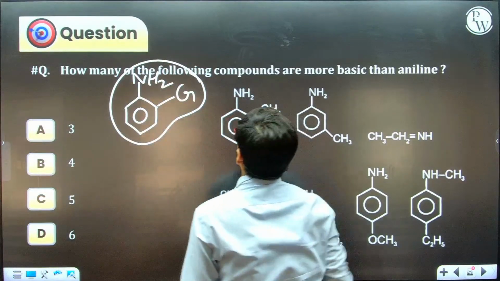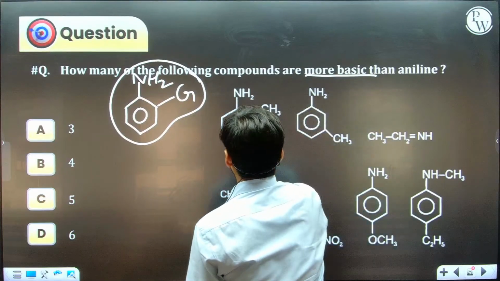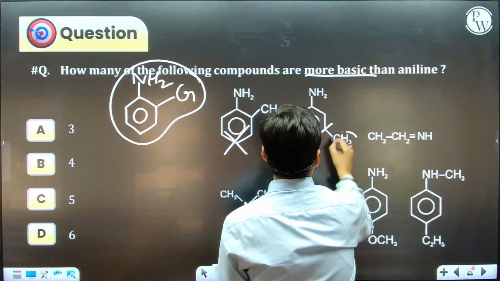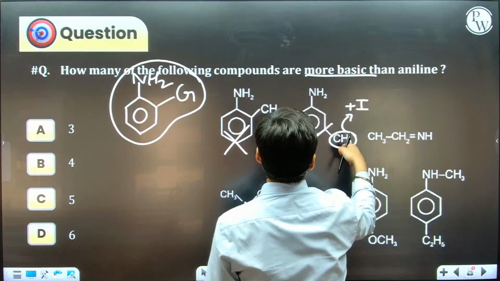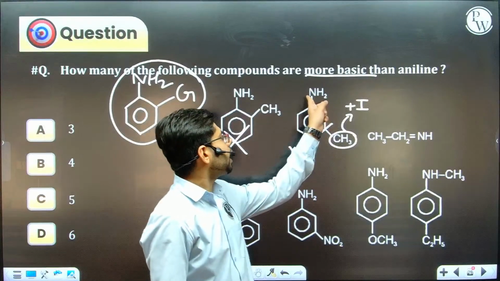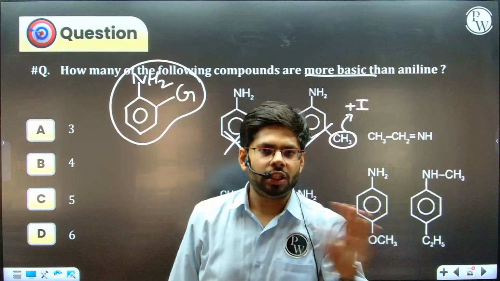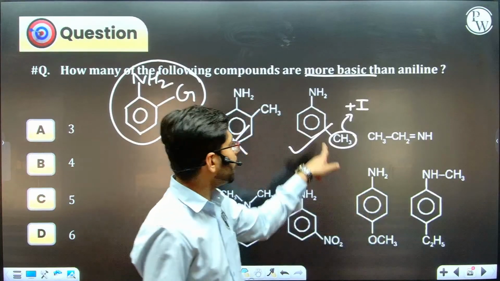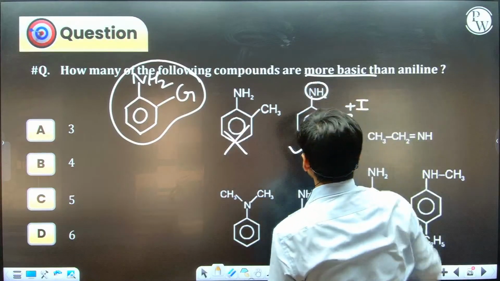They have asked how many of the following compounds are more basic than aniline. So this is definitely not, because it comes under this category. This is more basic than aniline because CH3 will show plus I. Why plus I? Because CH3 is attached at meta position of NH2. When you see that a group is attached at meta position of NH2, you just consider inductive effect. You don't consider plus M or minus M, because at meta only inductive effect operates. Your reference is this, right? Okay.